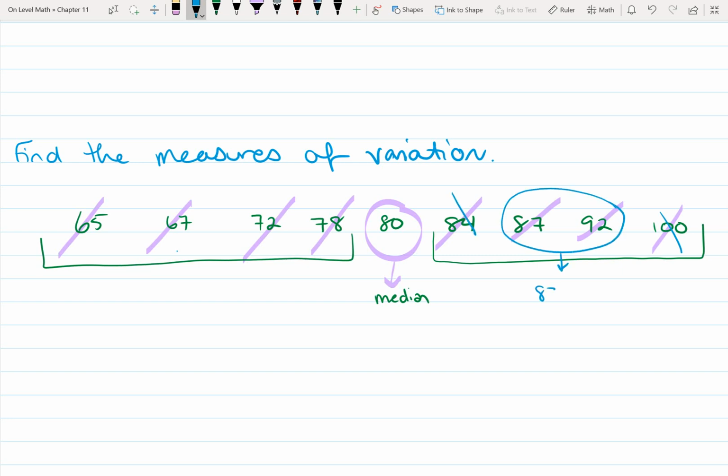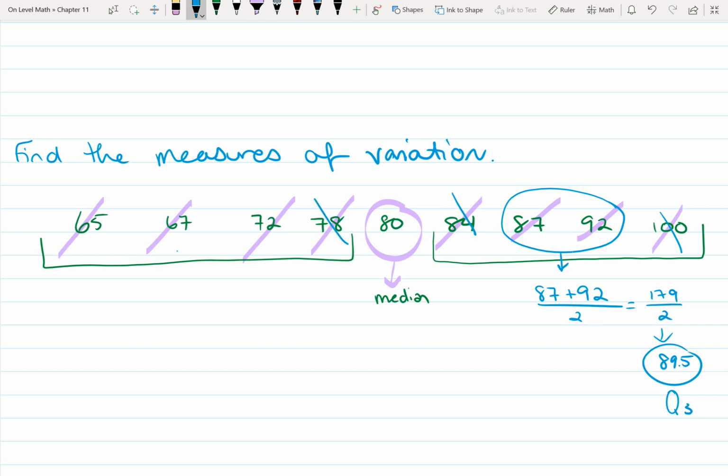Alrighty. So, right, left. So we're left with these two, so we circle them. We add them together. 87 plus 92 divided by 2. I'm going to use my calculator. 87 plus 92 is 179. Divided by 2 is 89.5. And that is our quartile 3.